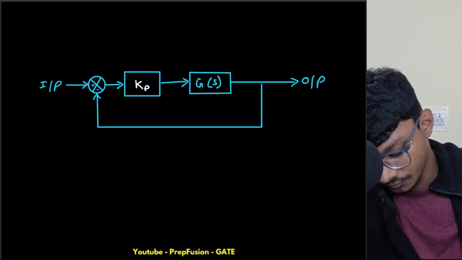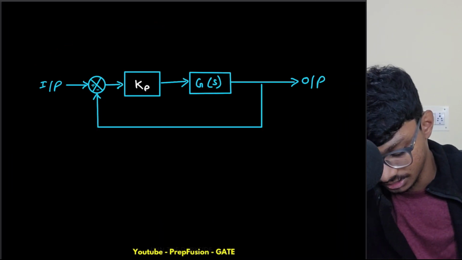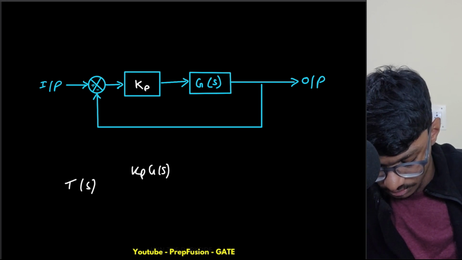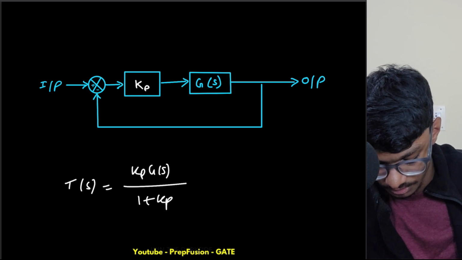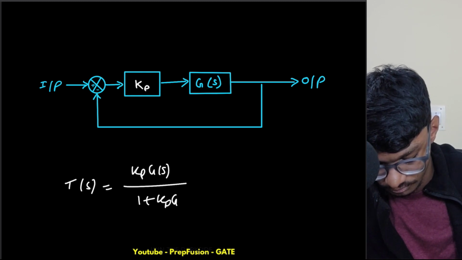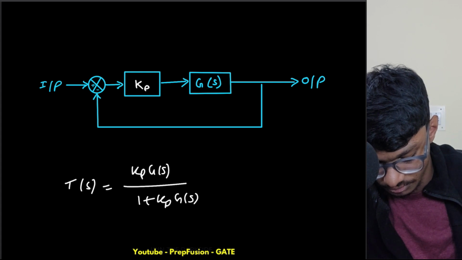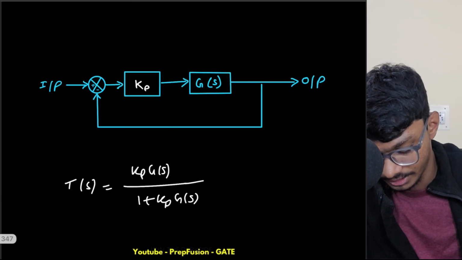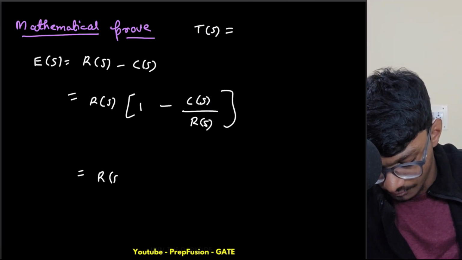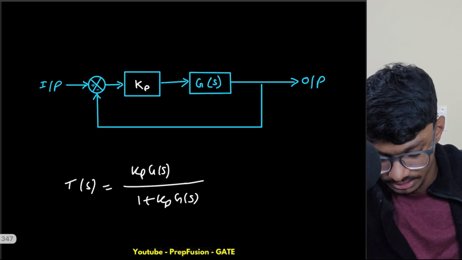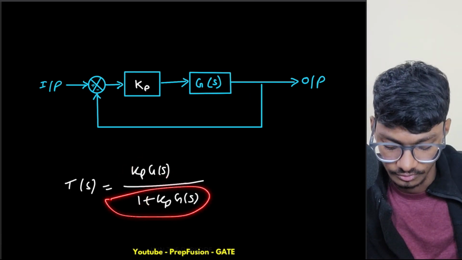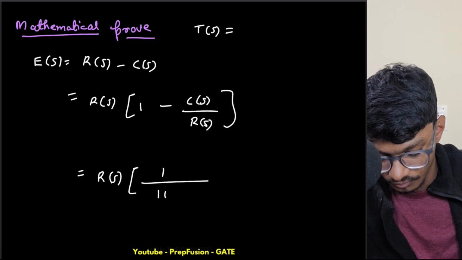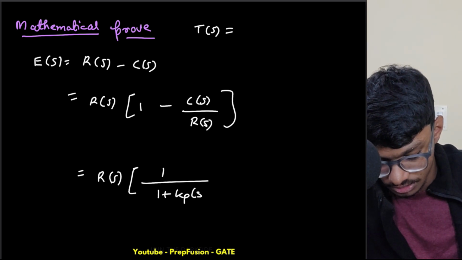Okay, so this is G of S. Now what is the transfer function of this? It is simply T of S equals KP into G of S over 1 plus KP into G of S. So if this is my transfer function, let me write it over here. So this will be R of S. If I do 1 minus, then this KP G of S term will get cancelled. Only this one will remain in the denominator, and this 1 will be in the numerator. So this will be 1 by 1 plus KP G of S.